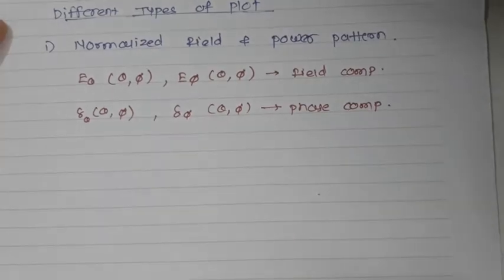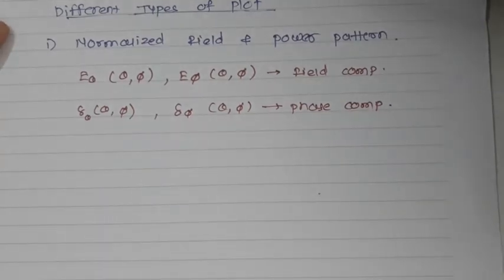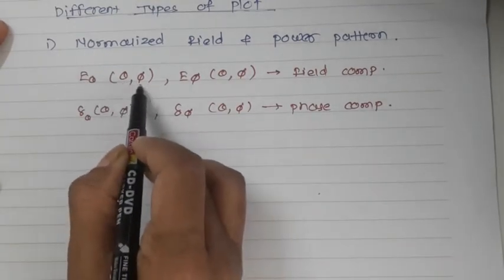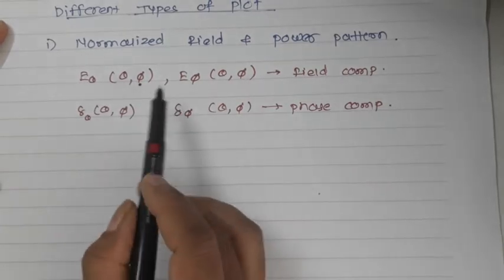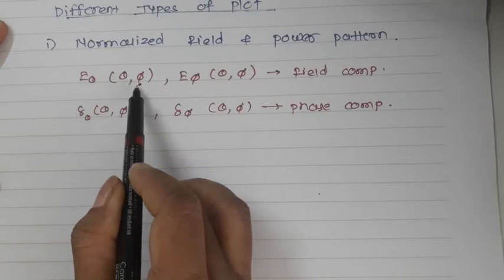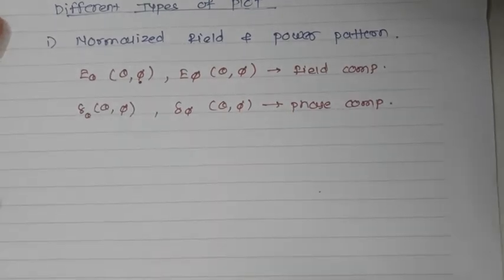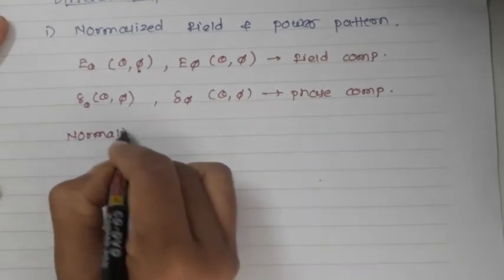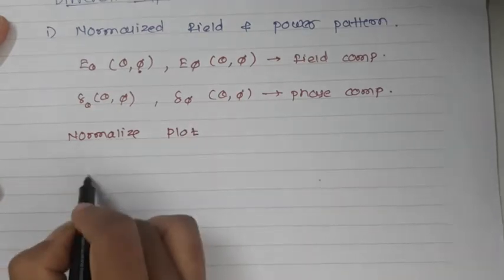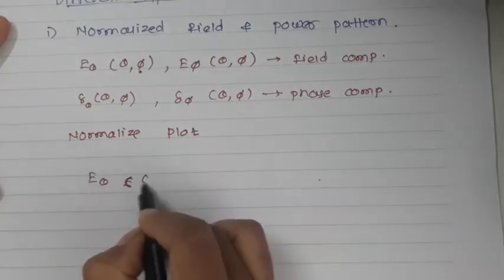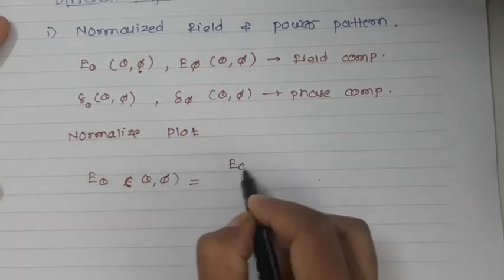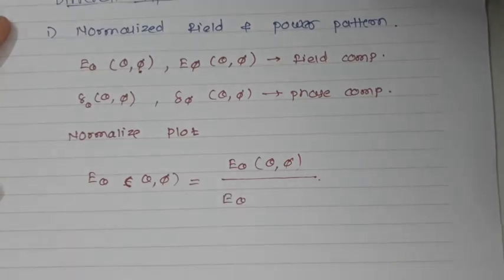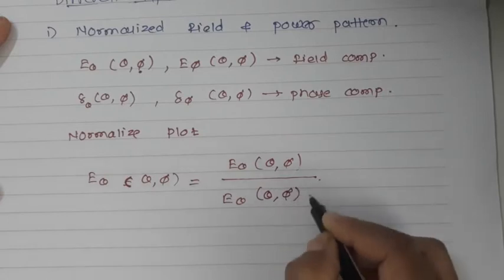So when we talk about these components, the term E theta, E theta phi, indicates that it is the E theta component of the field, which is a function of theta and phi. Similarly, for other terms, the plot can also be normalized. If I am talking about the normalized plot for E theta, I can write E theta, which is a function of theta and phi, is equal to E theta (theta, phi) divided by E theta (theta, phi) maximum.